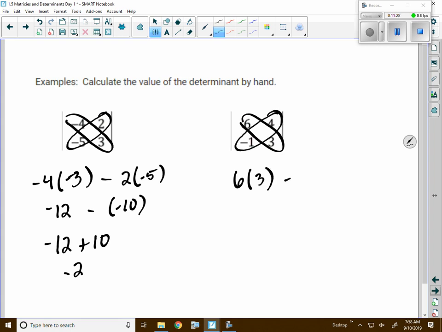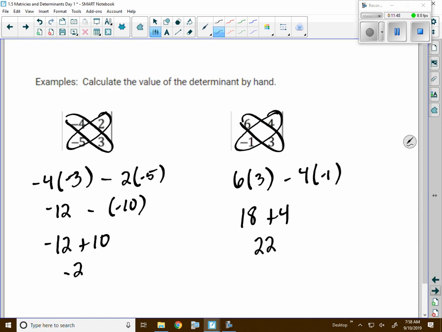On this next one, we'll do 6 times 3 minus 4 times -1. So we'll end up with 18 plus 4, because double negatives on that. So we get 22 for the determinant.